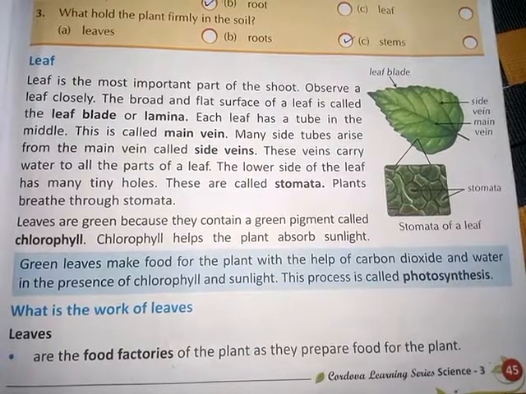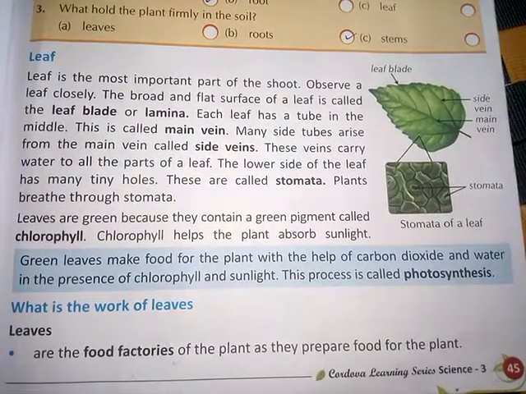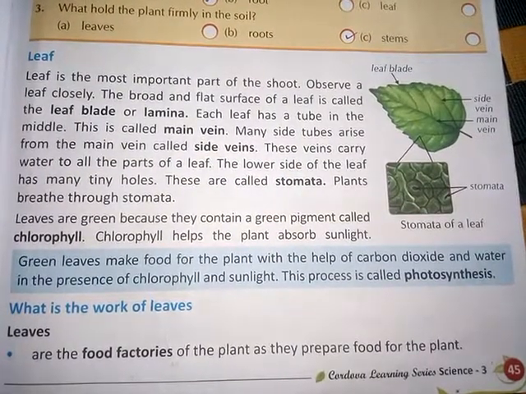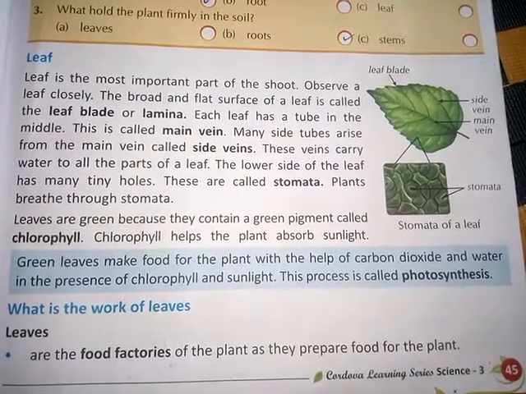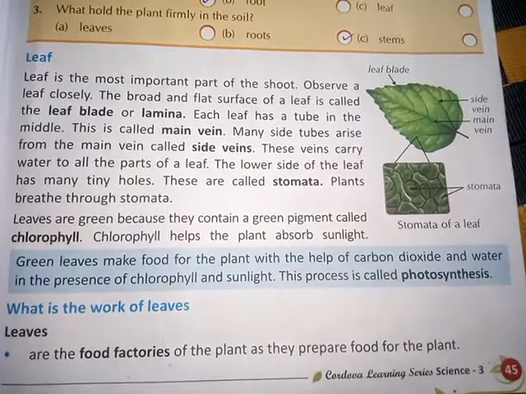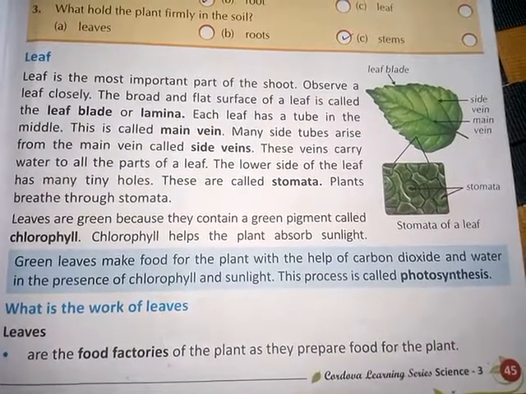Dear students, in the first picture you can observe leaf blade, and also you can observe the main vein as well as the side vein. If you observe the leaf closely, you will see the tiny holes. These are known as stomata.